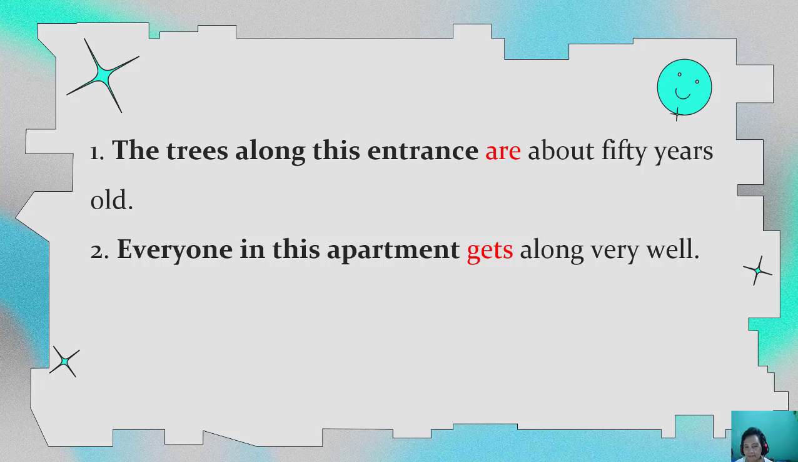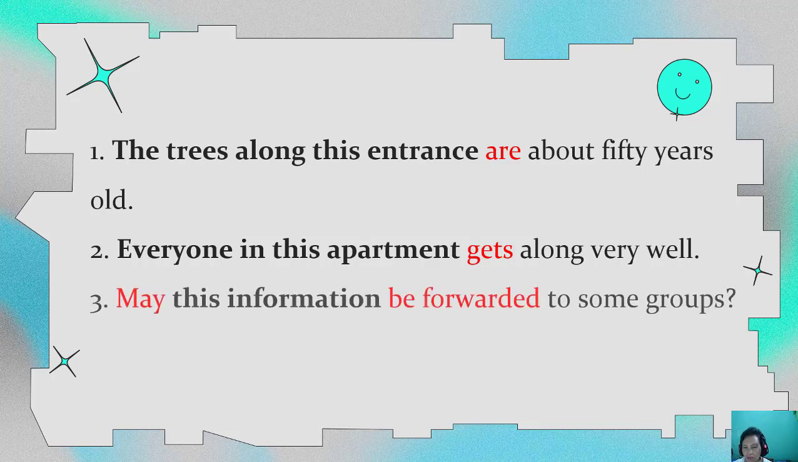Okay. And then the second: everyone in this apartment gets along very well. Everyone in this apartment is the subject, and gets is the verb. So it is easier for us because we find a verb. That's why this sentence is called a verbal sentence. Gets is in simple present. Can it be changed into another tense? Of course. Will get, or you can have got. It is easier.